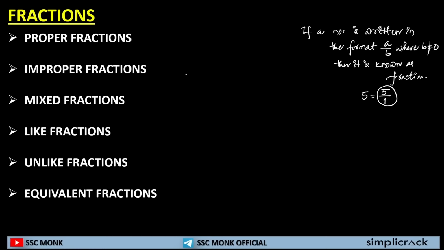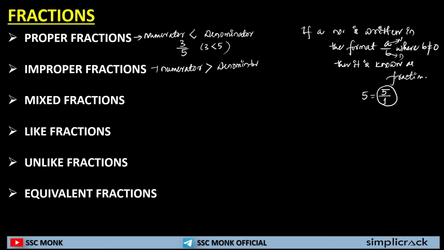Clear? Now what is a proper fraction? In A by B, A is the numerator and B is the denominator. In a proper fraction, the numerator is less than the denominator. In an improper fraction, the numerator is greater than the denominator. That means here I can say 3 by 5. Here 3 is less than 5. But an improper fraction will be written as 5 by 3 because 5 is greater than 3. So this will be known as an improper fraction.